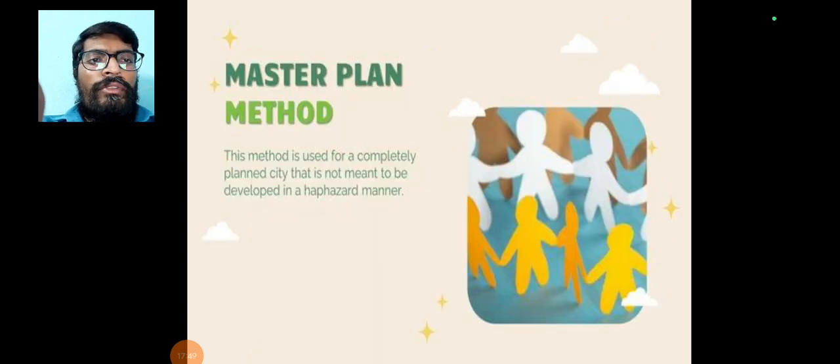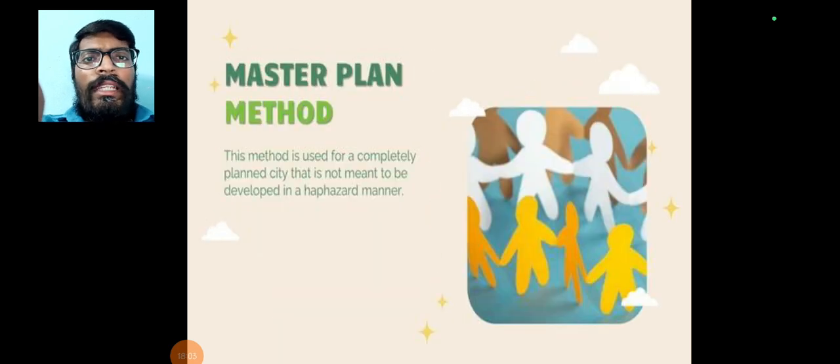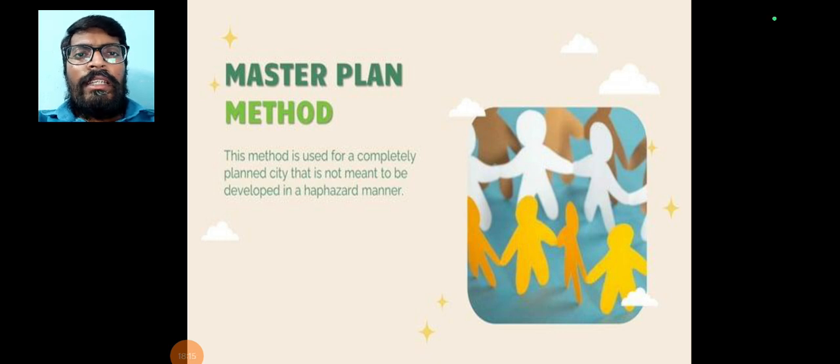This method is used for a completely planned city that is not meant to be developed in a haphazard manner. In this city, it can be divided into a number of zones. The zones include commercial areas, industrial areas, institutional areas, gardens and parks. So these are examples of zoning methods.